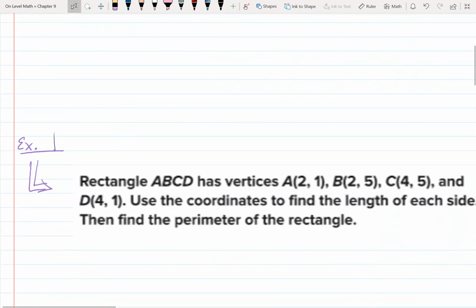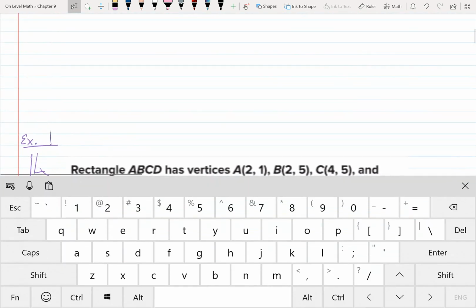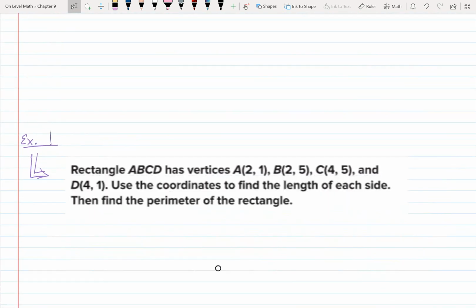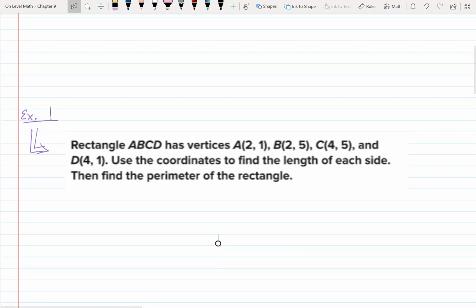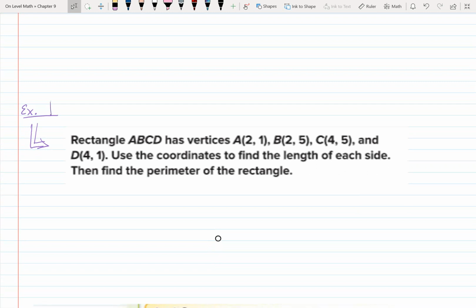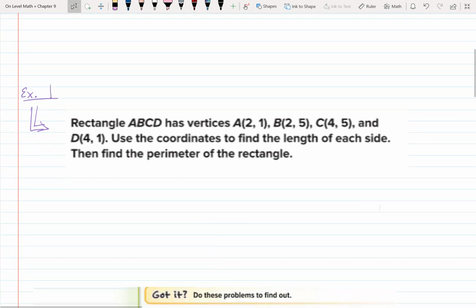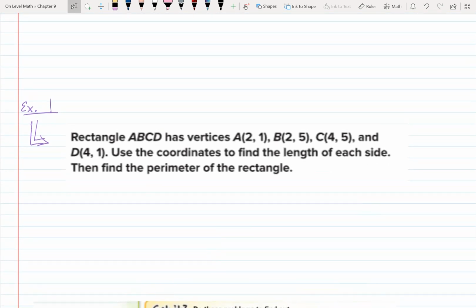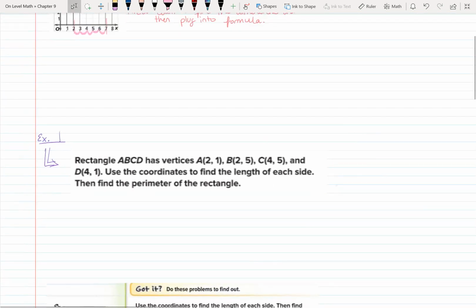Alrighty, so example 1, rectangle ABCD has vertices (2, 1), (2, 5), (4, 5), and (4, 1). Use the coordinates to find the length of each side. Then find the perimeter of the rectangle. Now your homework tonight will look just like this. It's not going to give you an area to graph anything. It's just going to say, well, those are the vertices, so figure it out.